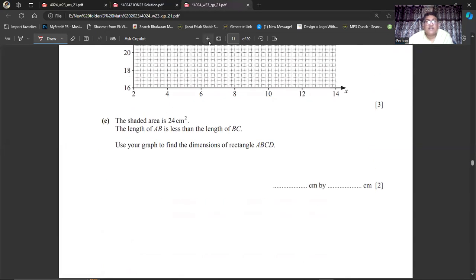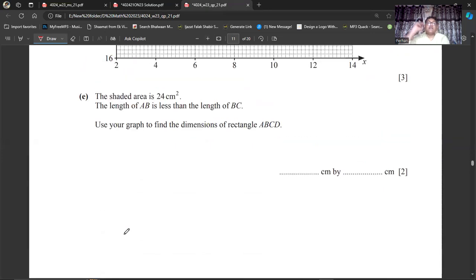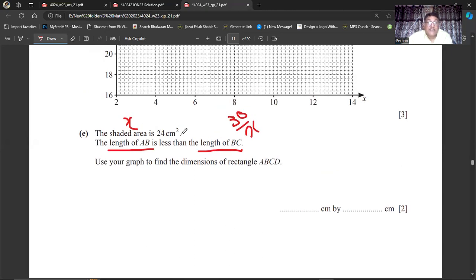Then their question is, the shaded area is 24 centimeters square. The shaded area is represented on the y-axis. Its value is 24 centimeters square. The length of AB is less than the length of BC. The length of AB is represented with x, and the length of BC is represented with 30 divided by x. So their question is, whatever is the length of AB when the area is 24.